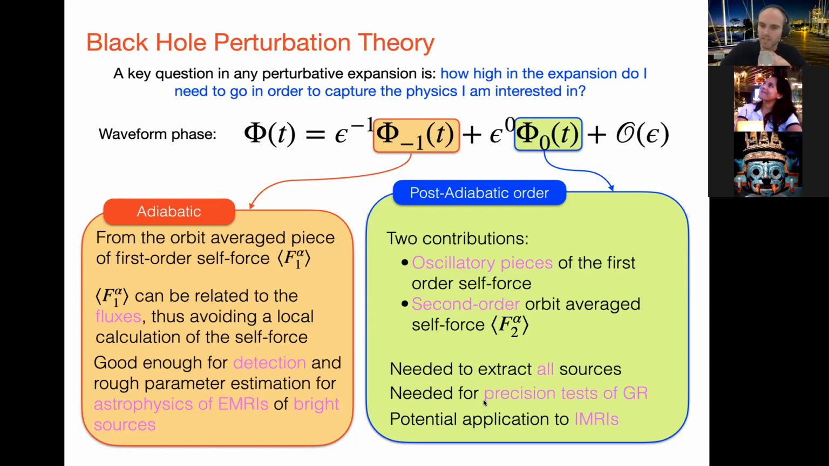You may have also heard that EMRIs can be used for precision tests of GR, probably the most precise sources we expect to be out there. So there's a lot of talk at this conference about testing GR and testing alternative theories. EMRIs would be a great way to do that because you're talking about measurements of the order of 10 to the minus 3 or 4 relative precision in various parameters of the system. And then finally, there's also a potential application to these intermediate mass ratio systems that I'll talk about as we go through the talk.